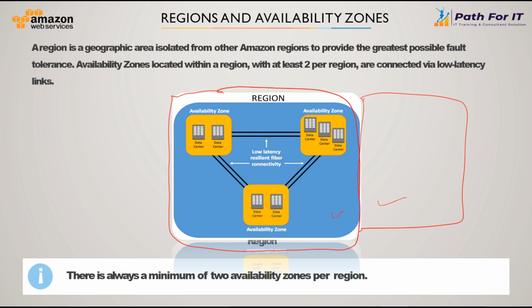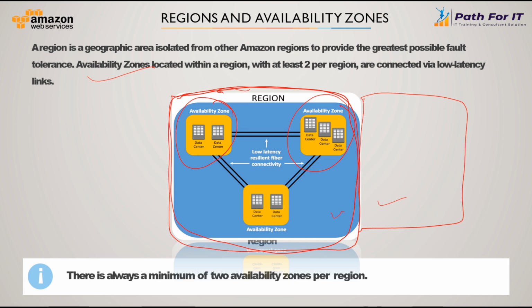Next we have availability zones. Availability zones are located within a region. You can see this is one region, and in this region there are at least two availability zones per region, meaning we keep a minimum of two in a region, and both availability zones are connected via low latency. And low latency refers to the amount of time it takes for a system or a component to respond to a request or to complete a task.